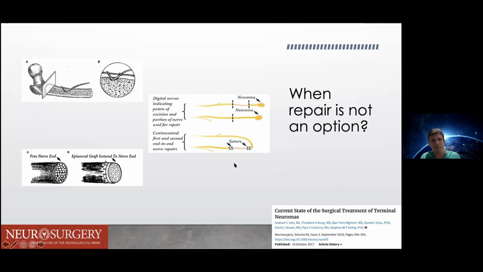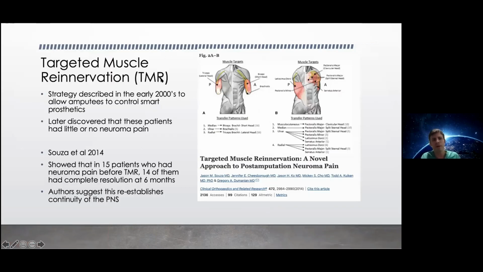But a newer one, newish, described in the early 2000s actually, for allowing amputees to control smart prosthetics. And I wish Ian was here because I've talked to him a little bit about this, but it's interesting. They sort of have this very choreographed, planned way that they would reattach nerves, and then they'd use, I believe, EMGs to control the prosthetic devices. And they discovered that these patients had very little neuroma pain.